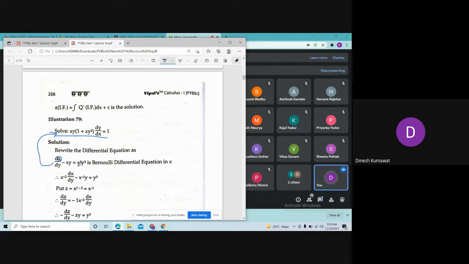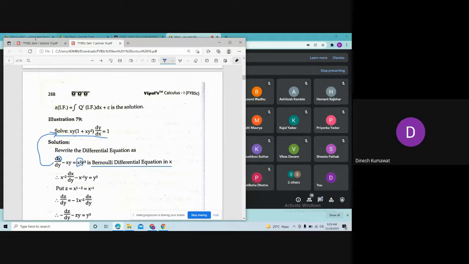Do we have the power of x over here in q? Yes, sir. X square. Yes, sir. X square, which means what? This is Bernoulli's differential equation in x. Is it? Yes, sir.